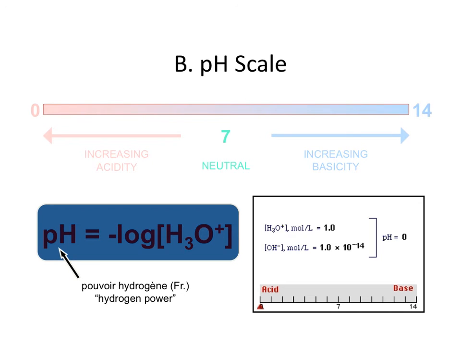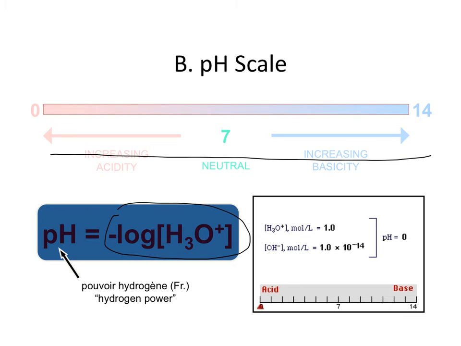Now this brings us to the pH scale. Basically, the pH scale represents the amount of H plus or H3O plus in solution. In order to calculate pH, we take the negative log of our H3O plus or H plus ion, and that gives us this nice scale that you see here.